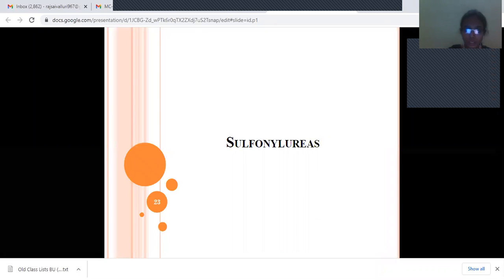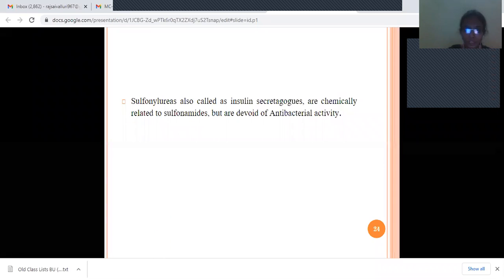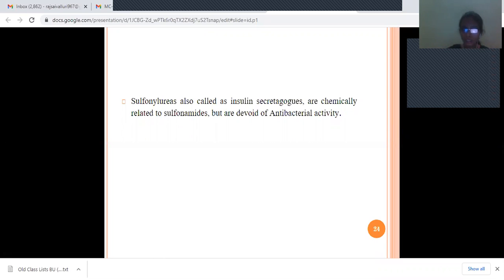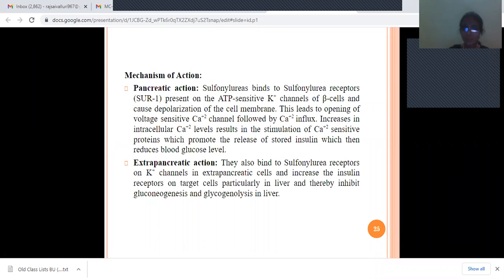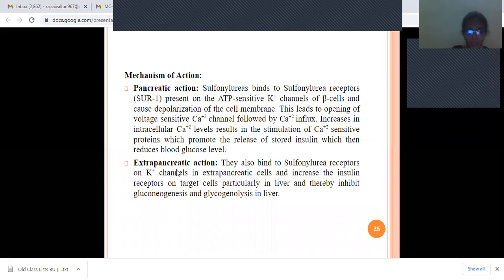So let's see what is the sulfonylurea. These are also known as insulin secretagogues, chemically related to sulfonamides, but these are derived from antibacterial agents. So let's see what is the mechanism of action. It has two mechanisms, that is pancreatic action and extra pancreatic action.